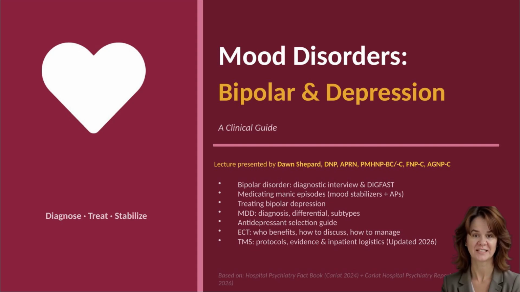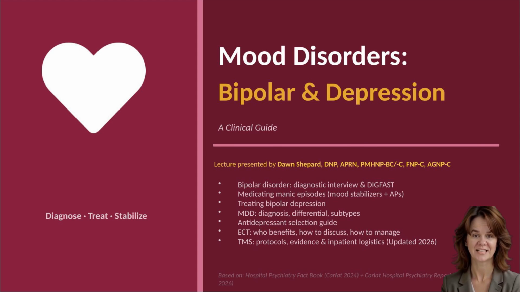This lecture focuses on the clinical management of mood disorders, specifically bipolar disorder and major depressive disorder, using a practical decision-making framework drawn from Carlat and DSM-5 concepts. A central priority is accurately identifying a history of mania or hypomania, because bipolar disorder can be frequently misdiagnosed as unipolar depression when patients present during depressive episodes, which can lead to inappropriate antidepressant use and mood destabilization.